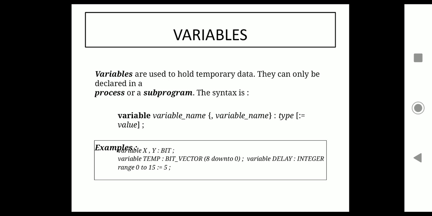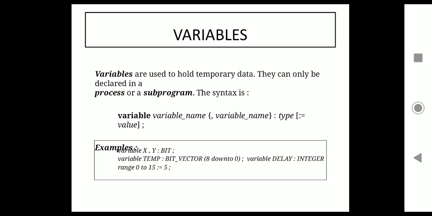Whatever value that variable holds is valid in the process only. It cannot be connected, or it is not valid outside the process loop or outside the architecture. If you want to connect a particular signal or particular variable to some other program or some subprogram, you have to use signals, not variables. So this is the difference between variables and signals.